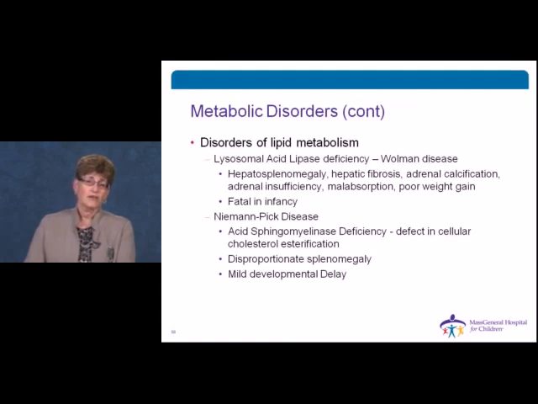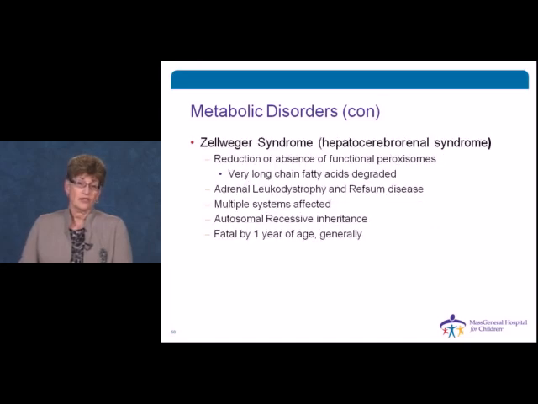Niemann-Pick disease, which is a deficiency of acid sphingomyelinase, and that causes a defect in cellular cholesterol esterification. There's a disproportionate splenomegaly in those babies with the storage of the lipid and developmental delay in those babies as well. And then Zellweger syndrome, hepatocerebrorenal syndrome, where they present with multiple system failures, neurologic abnormalities. It's an autosomal recessive inheritance.